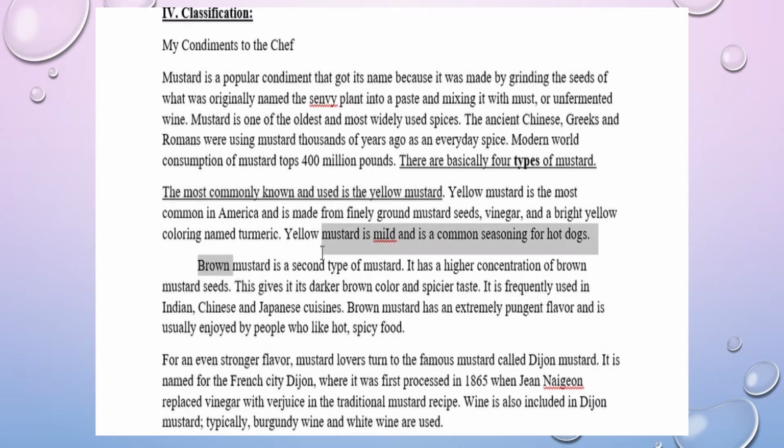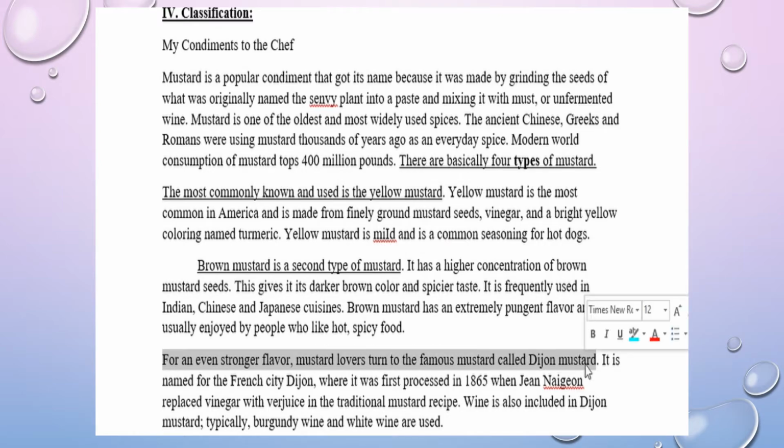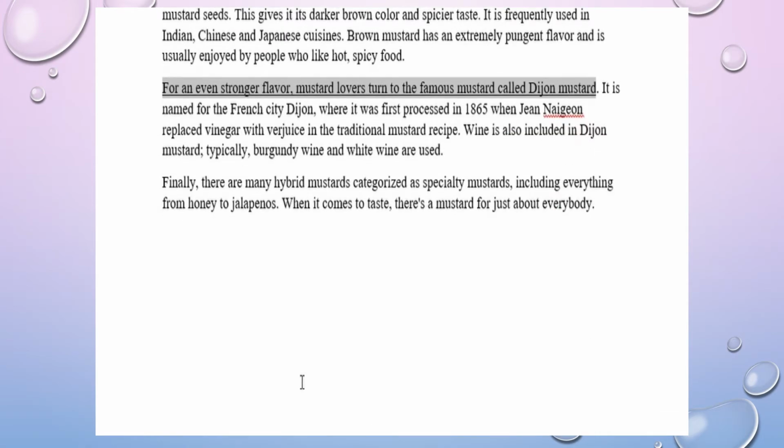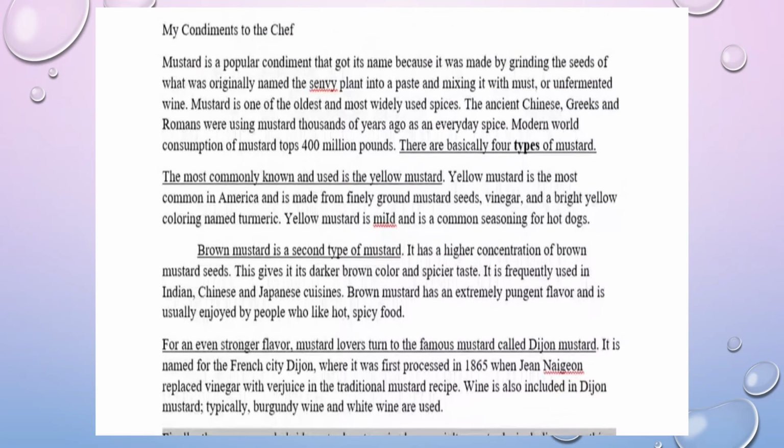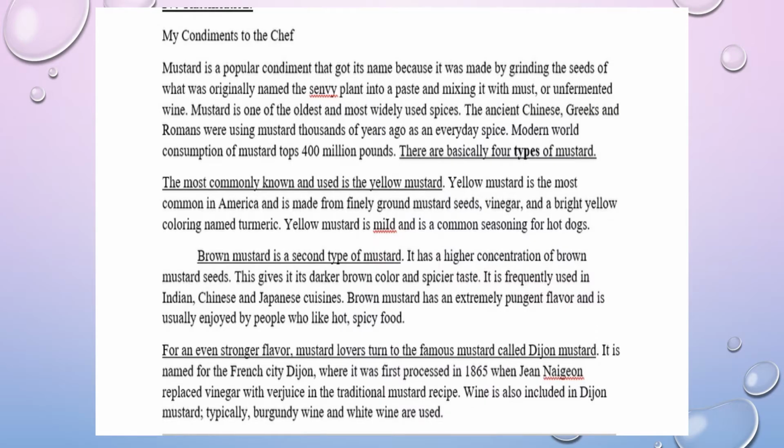Brown mustard is a second type of mustard. How does this relate back to the thesis? It gives you the second type of mustard. For an even stronger flavor, mustard lovers turn to the infamous mustard called Dijon. How does this relate to the thesis? It gives you the third type of mustard. Finally, there are many hybrid mustards categorized as specialty mustards, from everything including honey to jalapenos. How does this relate back to the thesis? It gives you the fourth type of mustard. Okay.